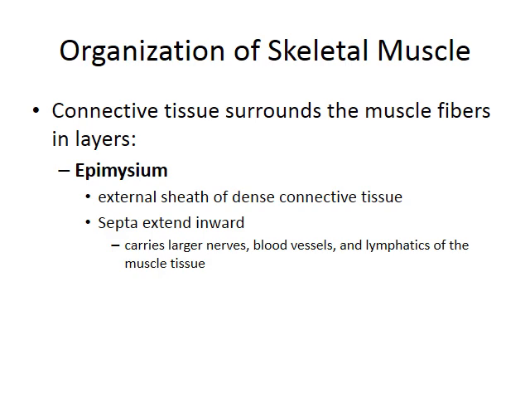So the first one, the most outer, is the epimysium. The epimysium is going to be the external layer. It's going to be mostly dense connective tissue. And whenever we look at it, it's going to have septa that go inward. So what that means is it's going to almost form what appears to be a funnel-like structure. And this is where your blood vessels, nerve fibers, and your lymphatics are going to go into the muscle tissue.